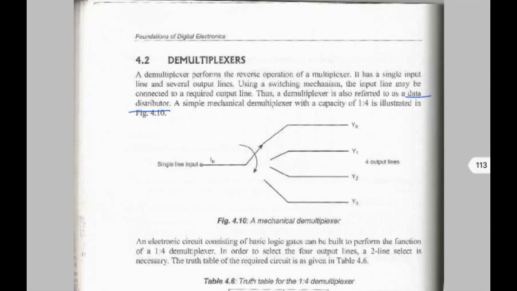An electronic circuit consisting of basic logic gates can be built to perform the functions of a 1 to 4 demultiplexer. So we are saying that we can use the basic logic gates to implement a demultiplexer that has one input line and how many output lines? 4.